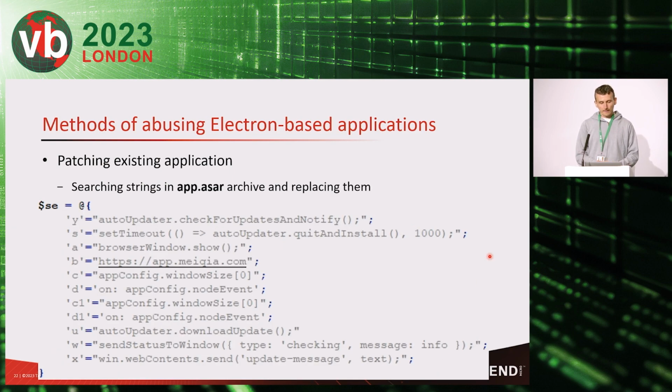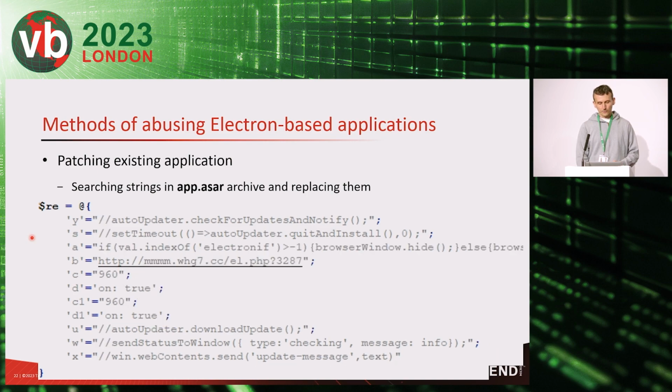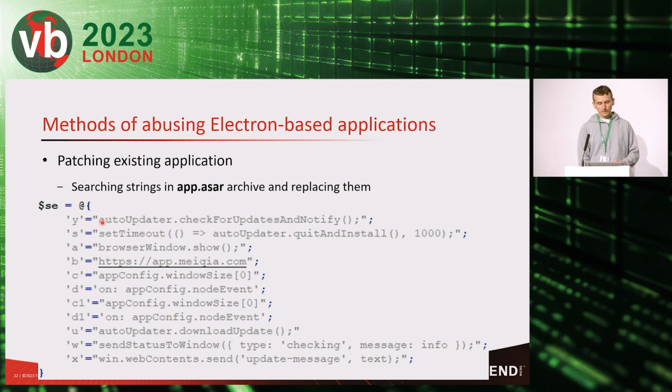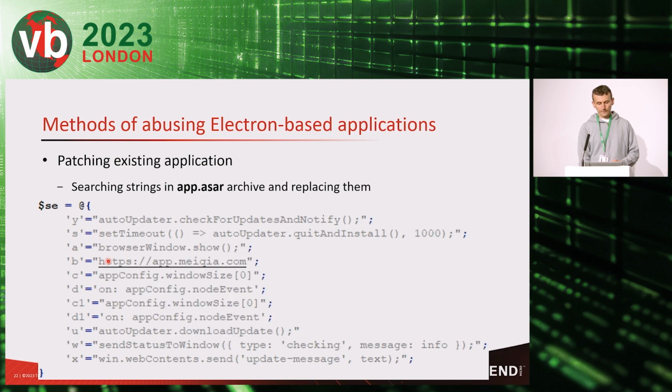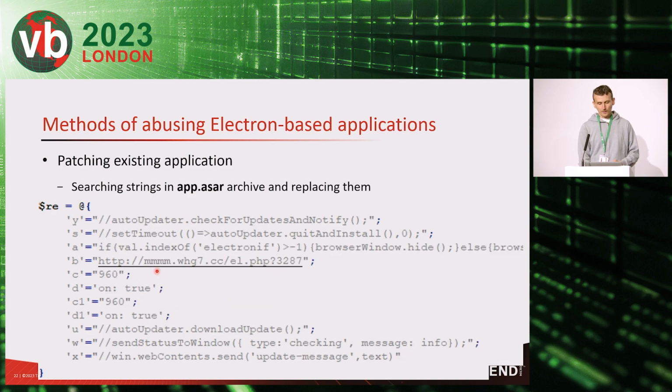Another one are the scripts which search for some strings within the ASAR archive and replace them with something else. Here these are the original strings which are searched for by the script, and these are the patched versions to which they are replaced. You can see that in this example, the auto updater is first activated, and in the patched version it's commented out. Or here there is the URL address, which is the legitimate one, and after patching there is the malicious one. So these are just two examples.